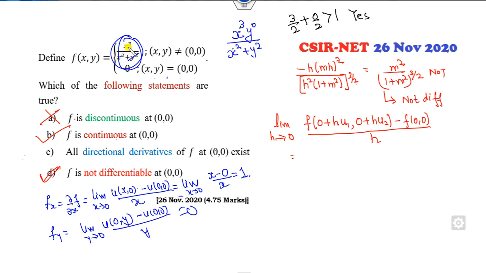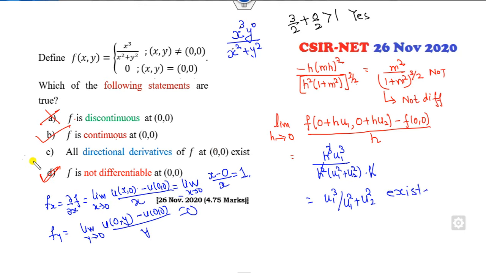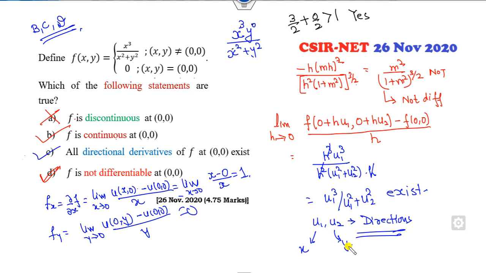What is f(h u1, h u2)? I can substitute here. The first value is h cubed u1 cubed divided by h square, which is common, times u1 square plus u2 square, minus 0, divided by h. This will be cancelled out, leaving u1 cubed over u1 square plus u2 square. This shows the existence. So all the directional derivatives exist is the correct option. B, C, D are the right answers, where u1 and u2 are my direction. Fine. So this is along the x-axis, this is along the y-axis.